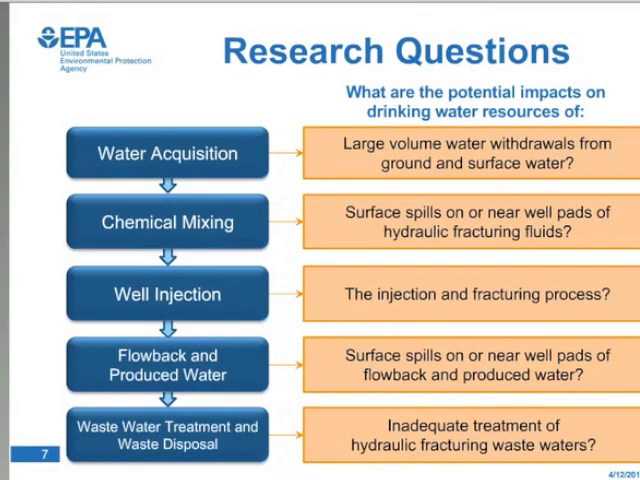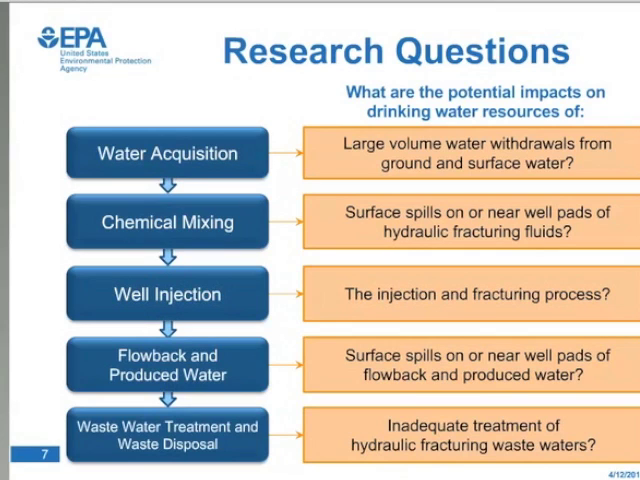So we're asking research questions at each stage in the water cycle to help guide our study. So 5 stages: water acquisition, chemical mixing, well injection, flowback and produced water, and wastewater treatment and waste disposal. We want to know what are the impacts at all these stages that may affect drinking water resources. And so for water acquisition, what is the impact of large volume water withdrawals from our ground and our surface water? For chemical mixing, what happens if these chemicals are spilled on or near the well pad?